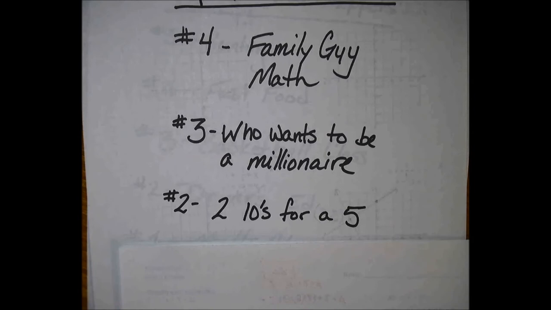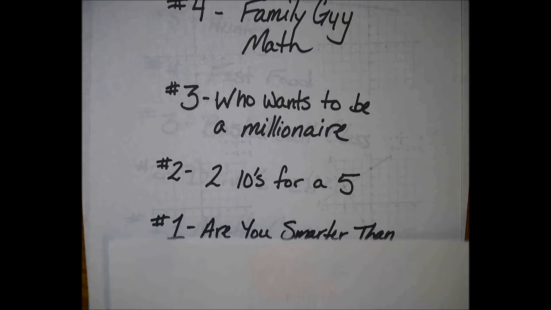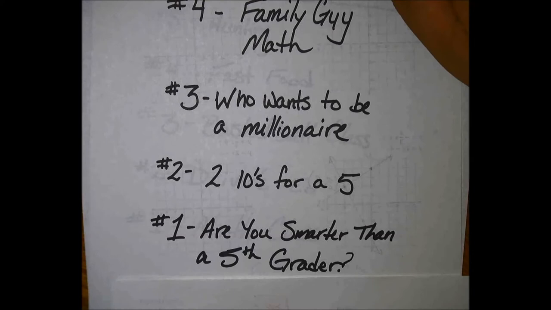All right, in our quest for the top four TV math fails, we had Family Guy Math, Who Wants to Be a Millionaire, I'm not going to say outdated, but Abbott and Costello, 2 10s for a 5 clip, and last but not least, number one, Are You Smarter Than a Fifth Grader? Okay, so see if you can spot the mistake before the punchline is thrown out there.